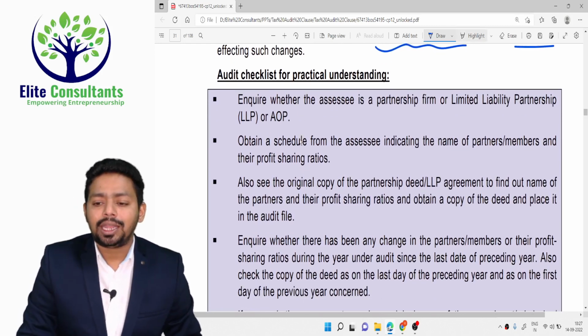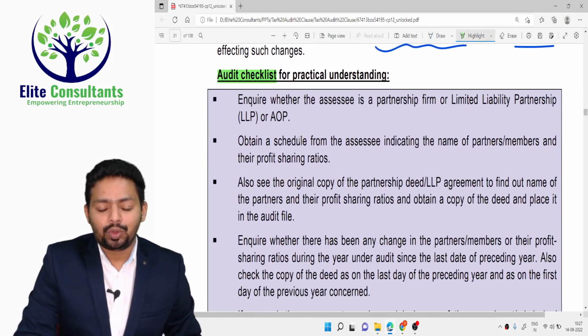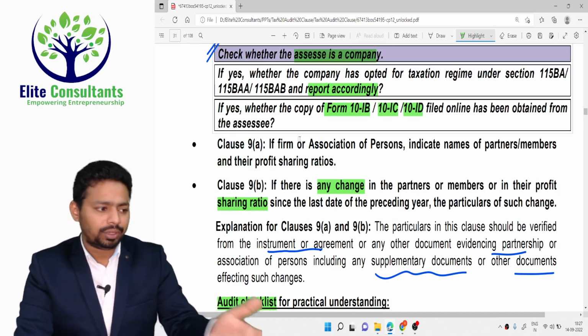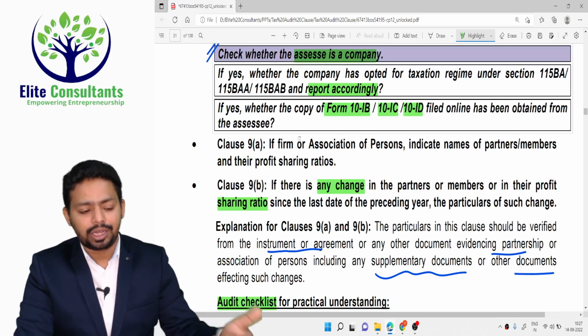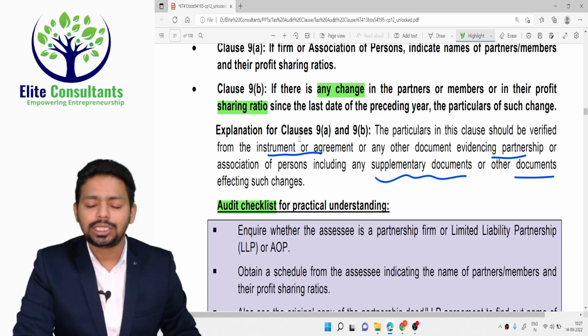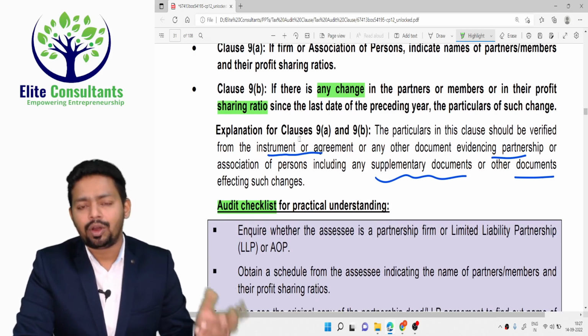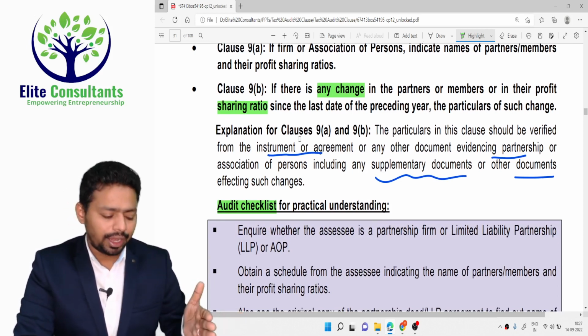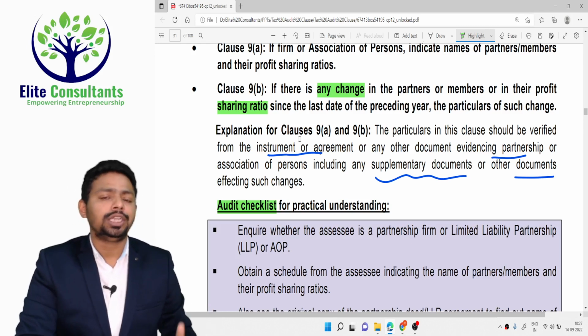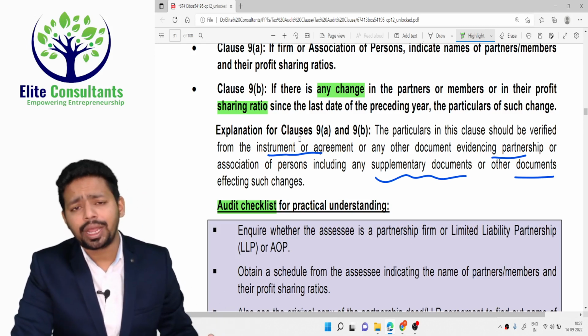Now, what is the practical audit checklist that one should follow? You can understand the reporting is not that complicated. Whatever changes happen, you have to report. If a new partner has been added, you have to give his name, PAN and everything. And you have to tell them that this is a change that has happened, or the partnership ratio has changed. Earlier the partners' sharing ratio was 1:1:1. Now it is 50:30:20. So you have to tell that.